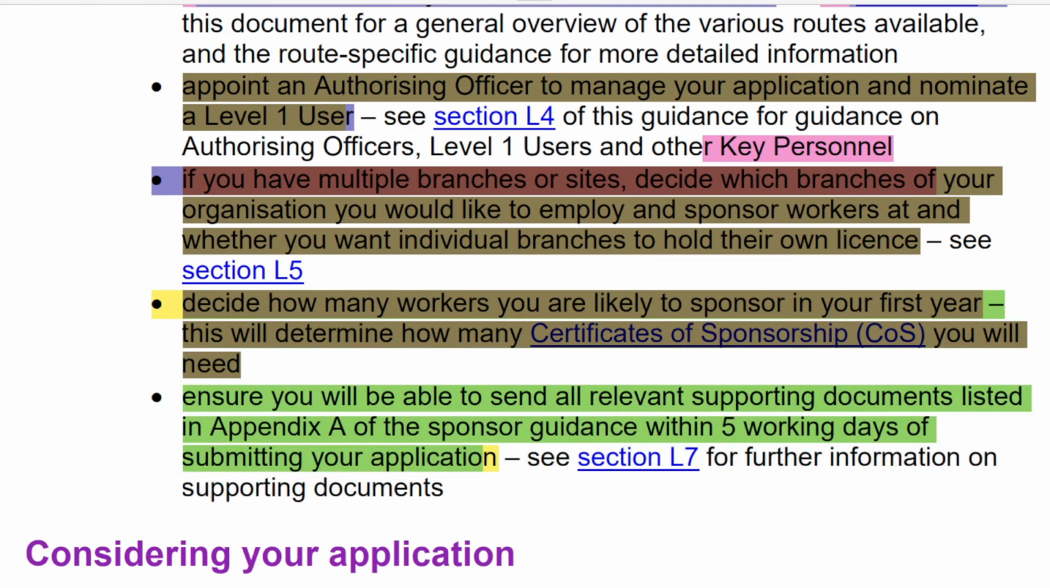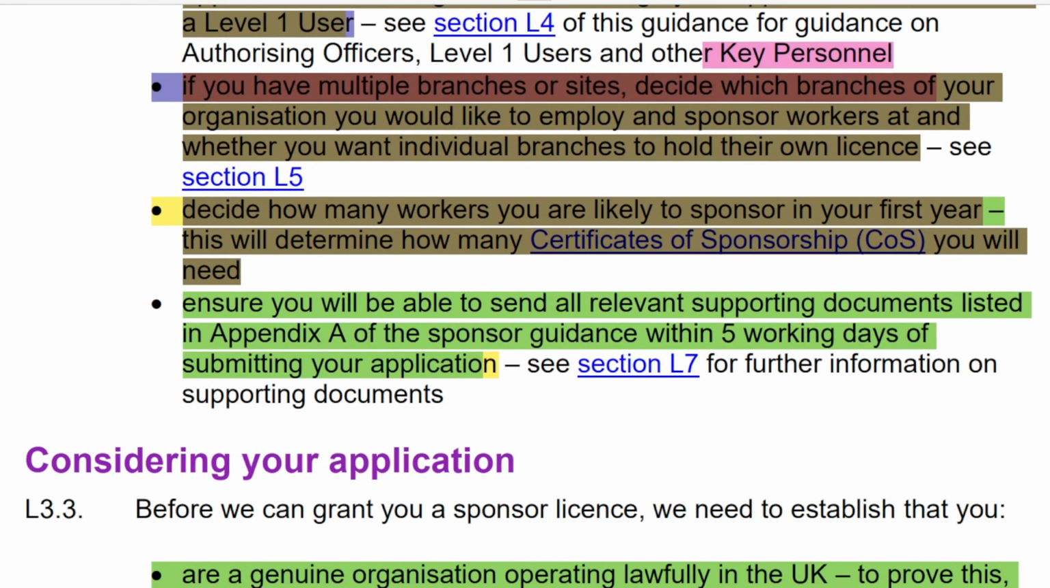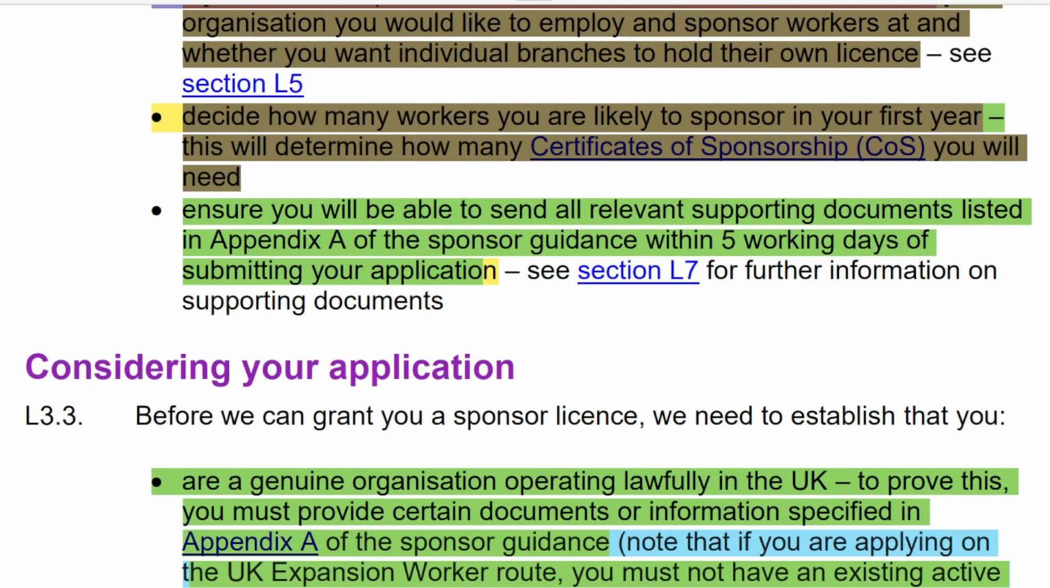So if you already know how many people you need, it's always better to know that first, because then you don't need to amend it afterwards. So for less work, you can mention at the time of application how many certificates of sponsorship you need in your first year.